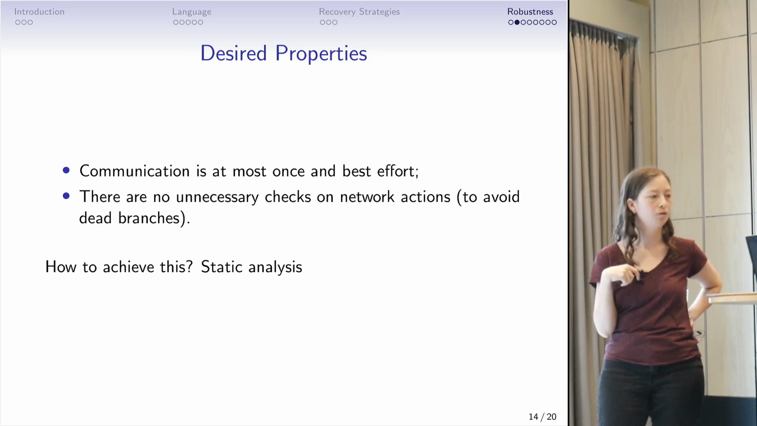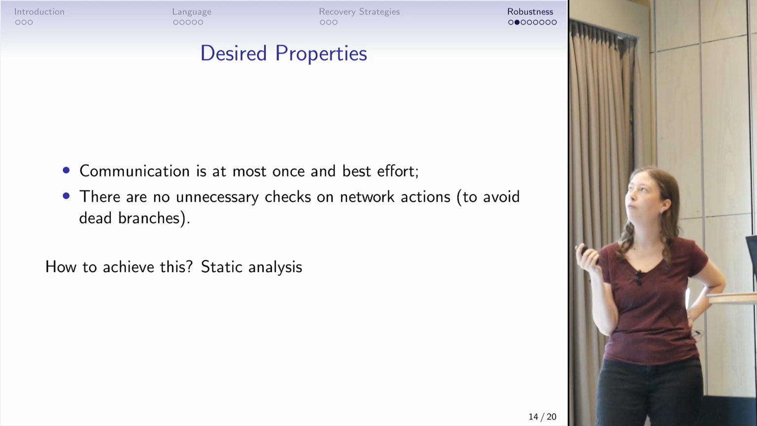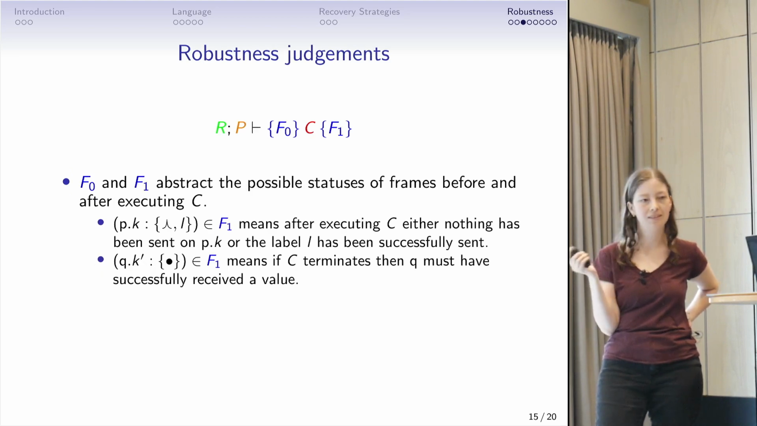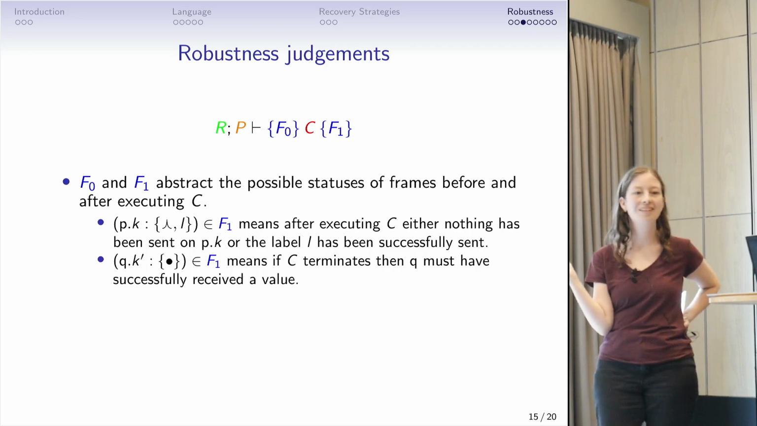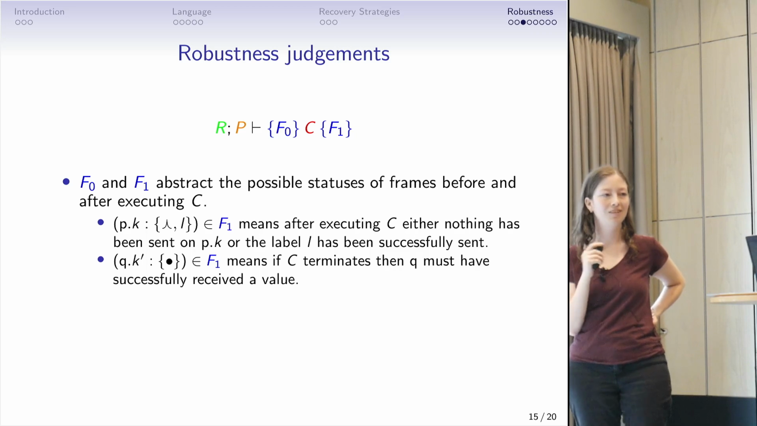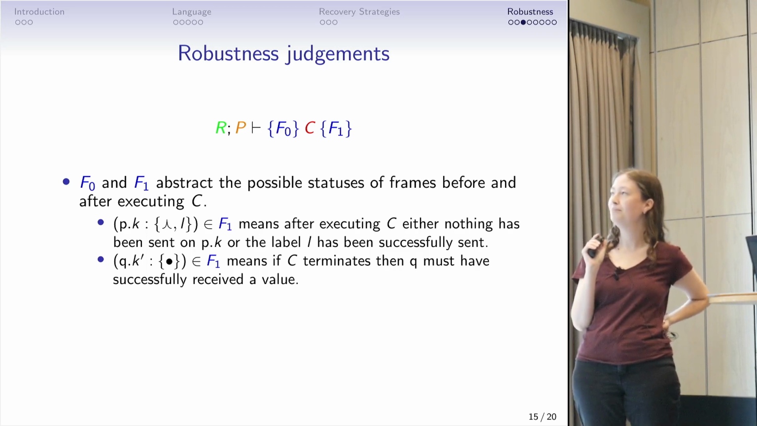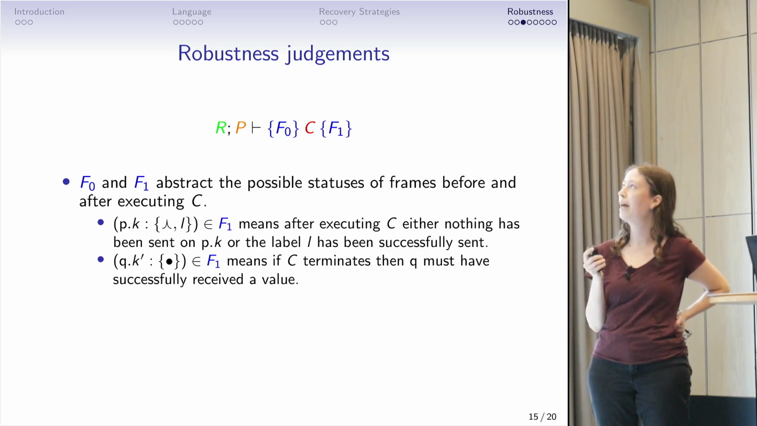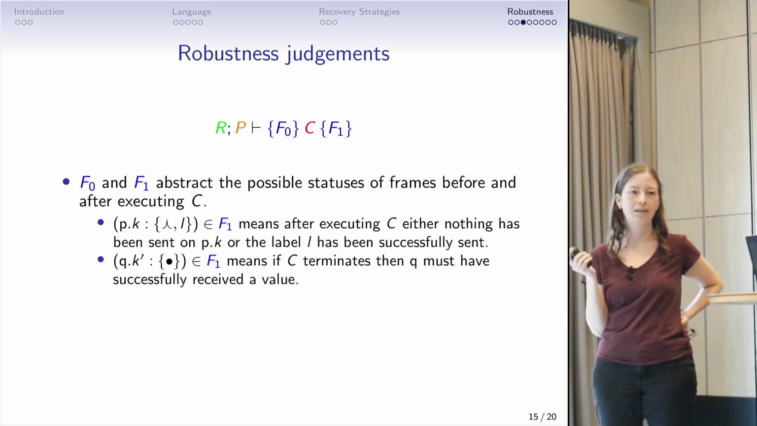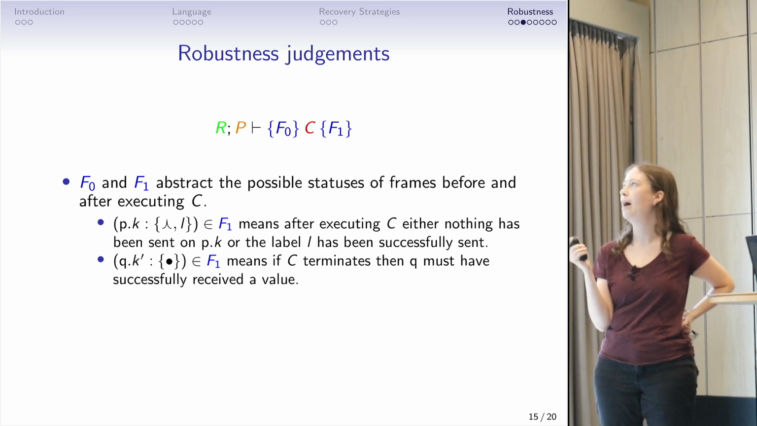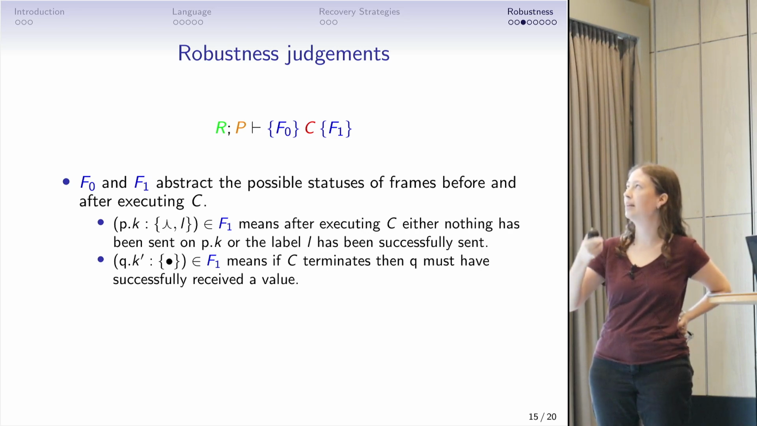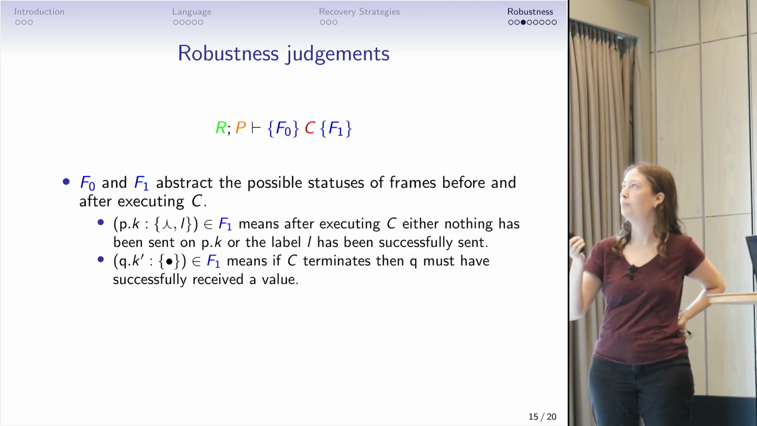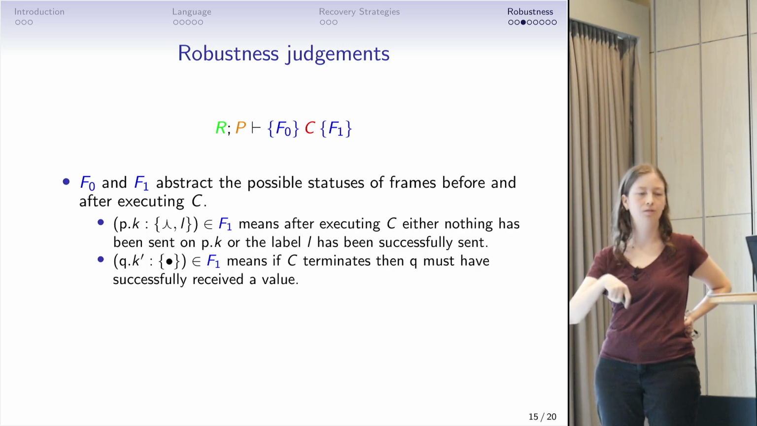We have what we call our robustness system. And robustness looks like this. I'm sorry, it does. You can't get out of this. It is technical. There's a lot of things in there. But yeah, this is what we need. So what we have here is something that sort of looks like a Hoare logic, in that we have F0 being the state before we execute C, and F1 being the state after we execute C.